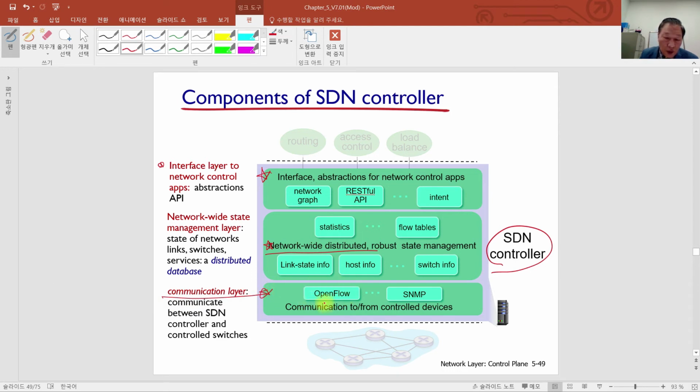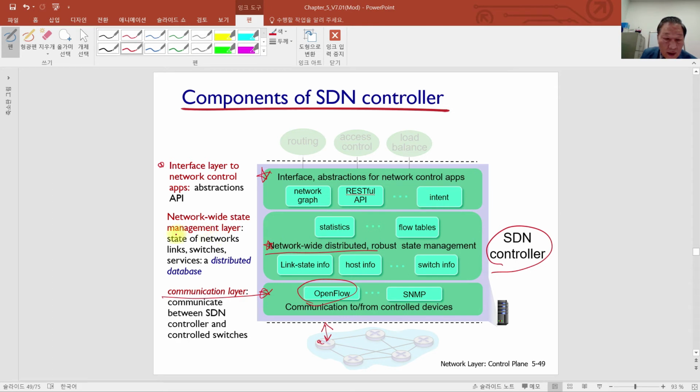And this is OpenFlow, as we learned. This standard protocol is being used here. This one is mainly to communicate between the SDN controller and the controlled switches, to get some information or to provide and update the table. We'll look at some messages later, and also for network management purposes, the Simple Network Management Protocol is being used here. This layer is communication to and from controlled devices, the communication layer.